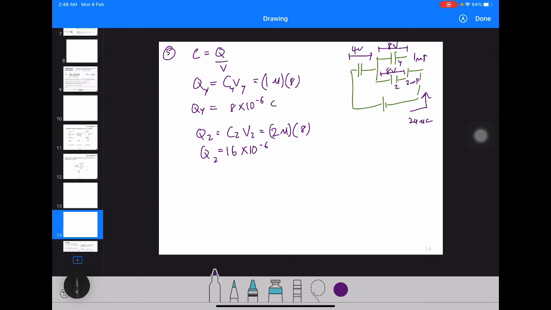So for the final answer, I suggest you rewrite all the answers. So V1 Q1, V2 Q2, and V3 Q3. Q2 here is 16 times 10 negative 6 coulomb. Okay, I should use X, Y, Z. This one is Z, not, I thought that one is 2. So I'm going to have to erase everything. X, Y, and Z.